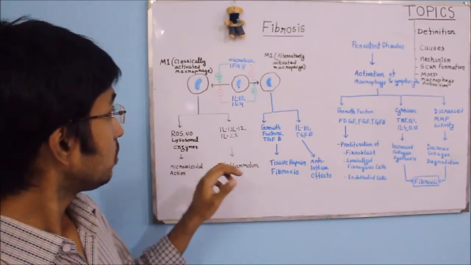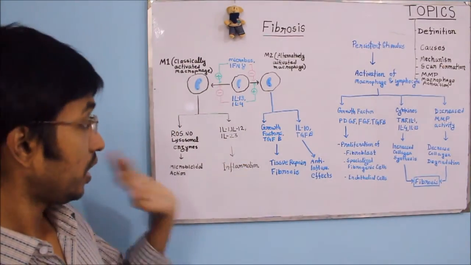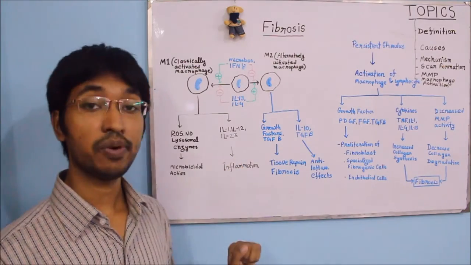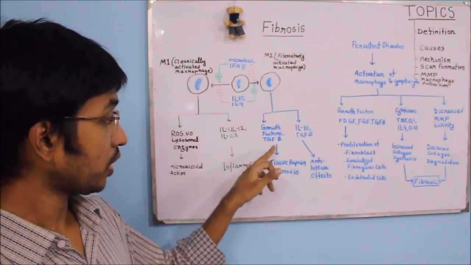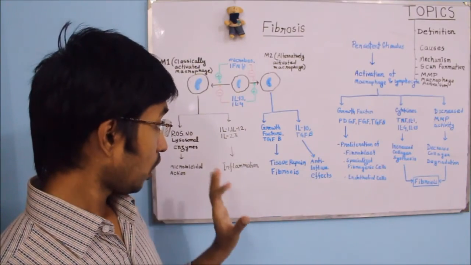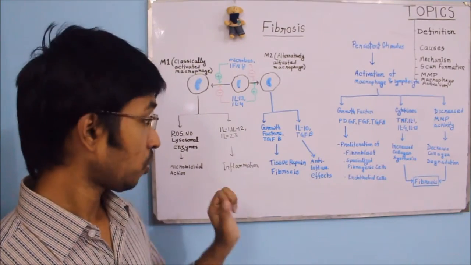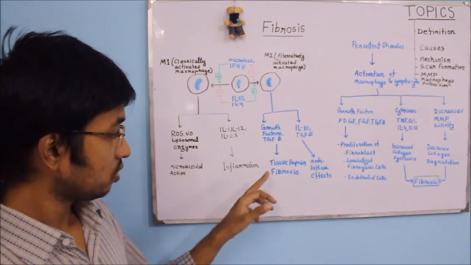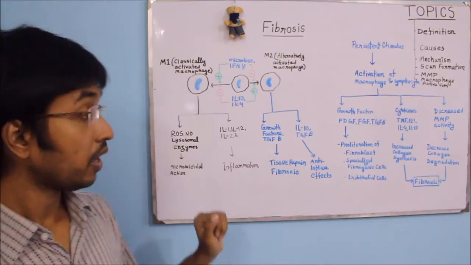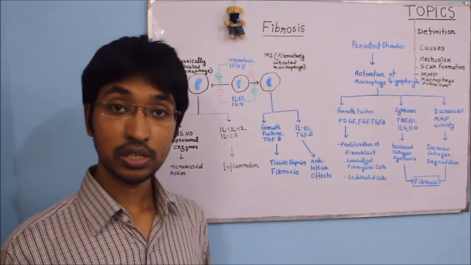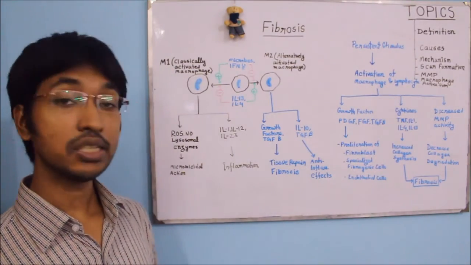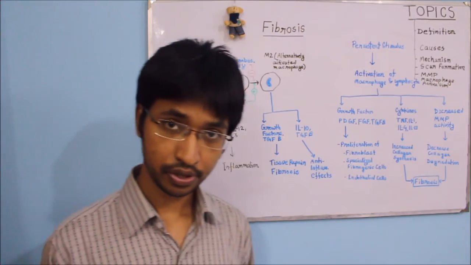So when the macrophage is activated in the alternative pathway, that will result in liberation of a lot of growth factors, and transforming growth factor beta is one of the major growth factors among them. So that will result in repair and fibrosis. At the same time, there will be liberation of interleukin 10, which will have anti-inflammatory effects.